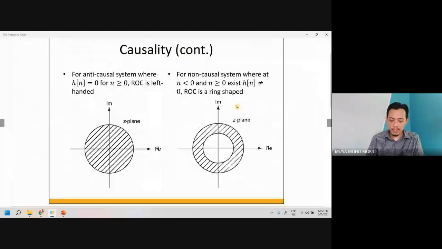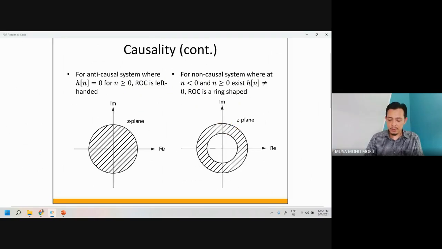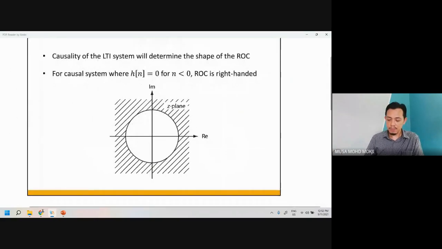And this is for an anti-causal system, so we call it left-handed. Okay, we are just looking at the terms first. One is right-handed, another one is left-handed, and then this is for a non-causal system. Actually we have another option. So we can have an ROC, either this one.